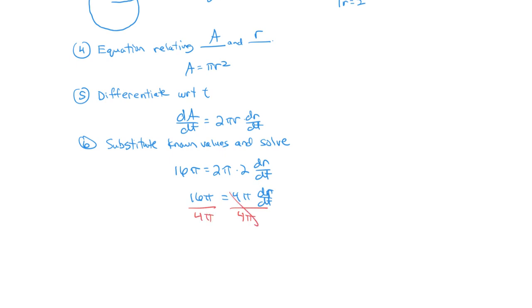That'll cancel, and we'll get dr/dt equals 4. Now here's where this notation is really nice for units of measure. So dr/dt is 4, right? 16π divided by 4π is 4. But then you want to write the units down. Well, the units are going to be the units of r over the units of t. The units of r are inches, and the units of t for time is seconds. So the final answer is dr/dt equals 4 inches per second.